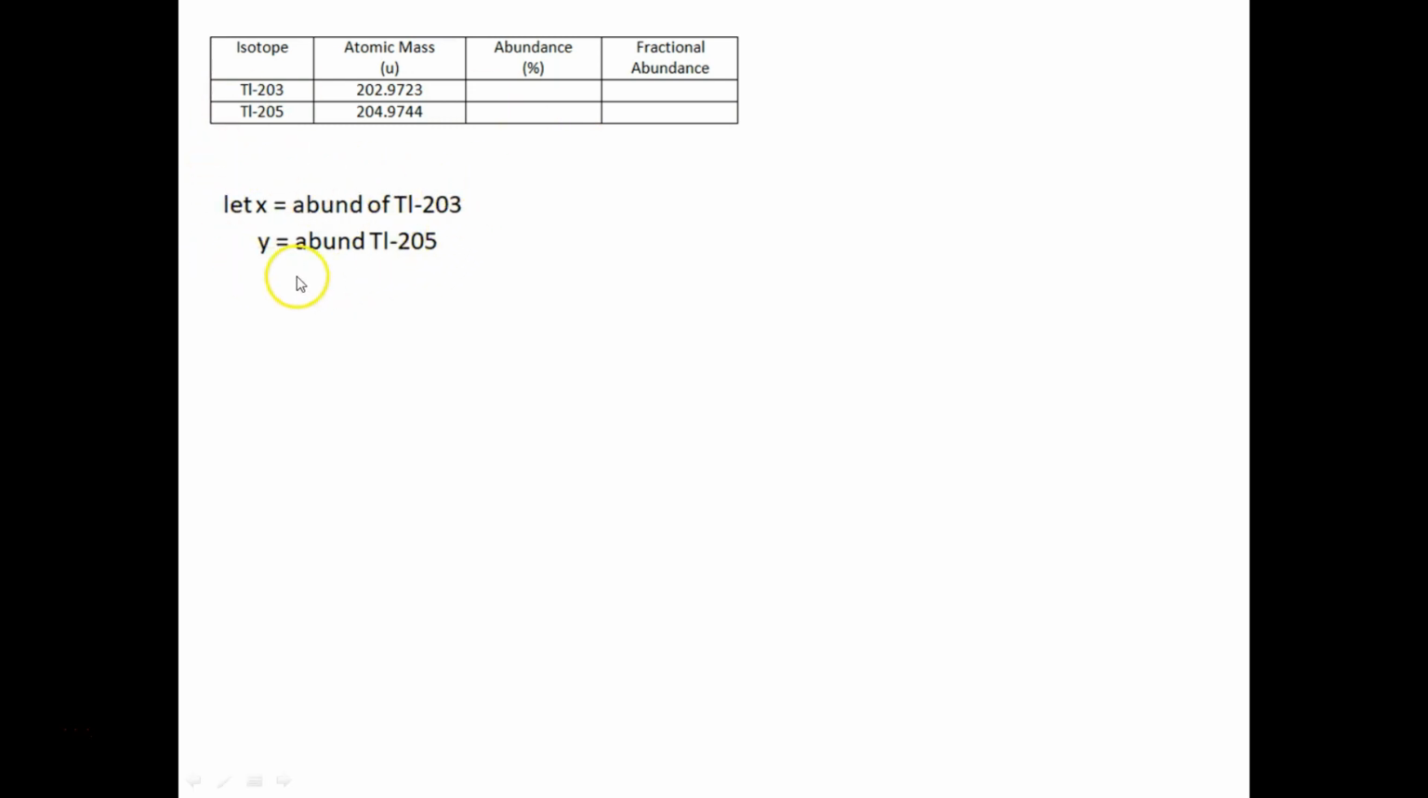And now I'll always be looking for this let statement, because this is a justification for any further calculations that I do. So I'm going to let X equal my abundance of thallium 203, and I'm going to let Y equal my abundance of thallium 205. Without this statement, none of the calculations that I do from this point on are valid because I have no justification for them. There is nothing wrong with identifying something as a variable, but you have to state what that variable is equal to. And so here we're stating what our variables are equal to. Now we can use X and Y in further calculations.